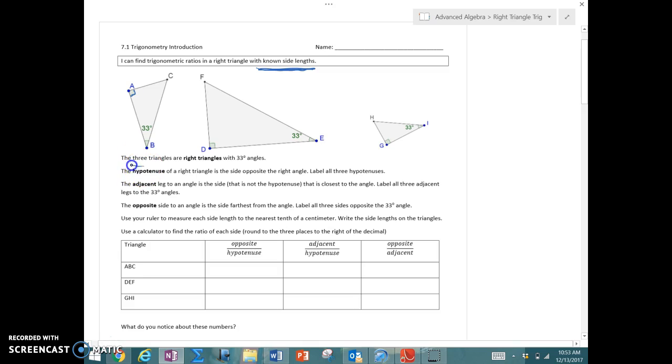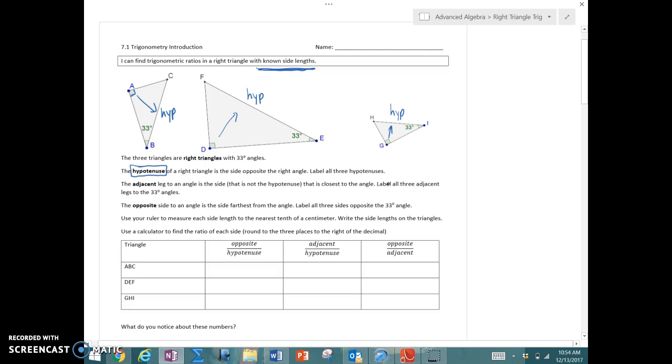The first name we should recognize is hypotenuse. And the hypotenuse of a right triangle is the side opposite or across from the right angle. So in triangle ABC, this would be my hypotenuse. Take a second and label your other two triangles. Hypotenuse DEF, it should be this one because it's across from the right angle, and in GHI it would be this side length.